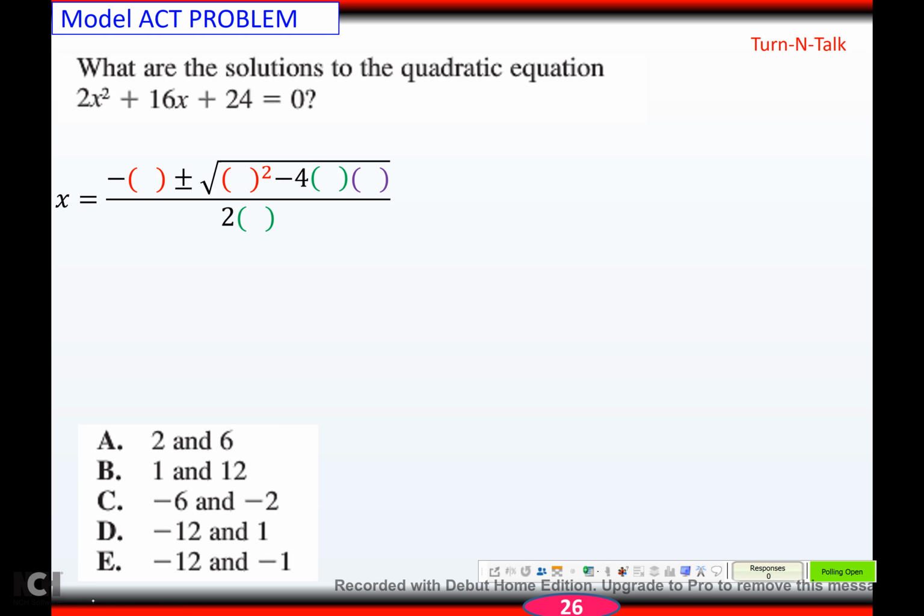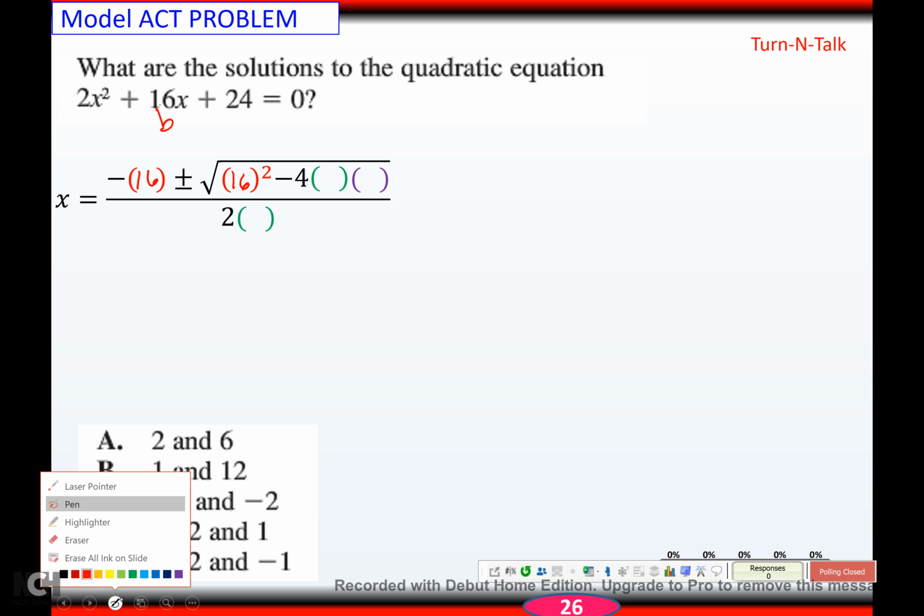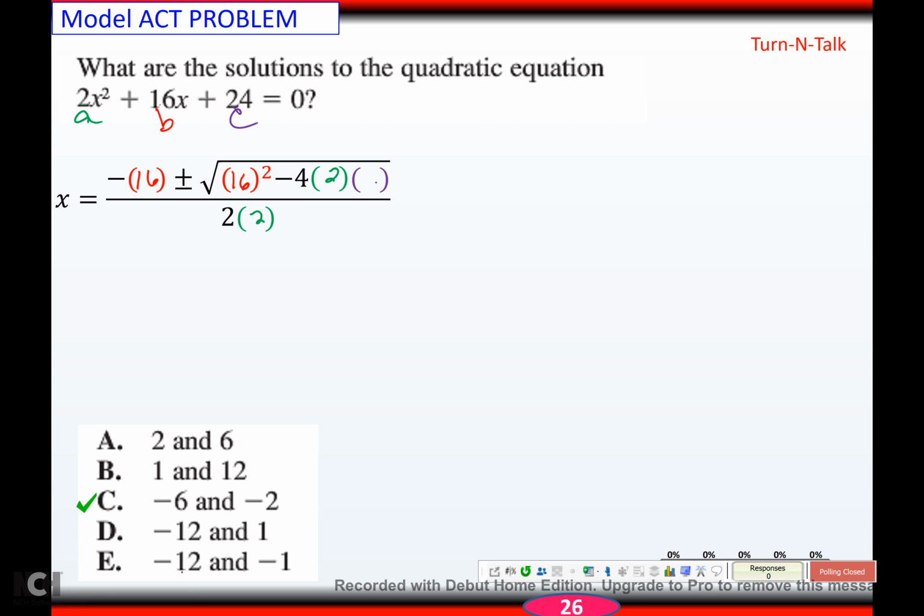Alright, try this one, hit pause, come back when you're ready. And hopefully you got negative 6 and negative 2. We're in quadratic formula, which tells me that B is 16, that A is 2, and that C is 24. Typing just what's under the radical, I get 64.